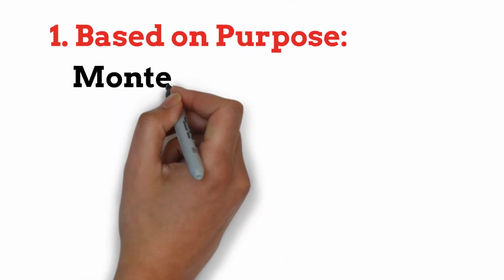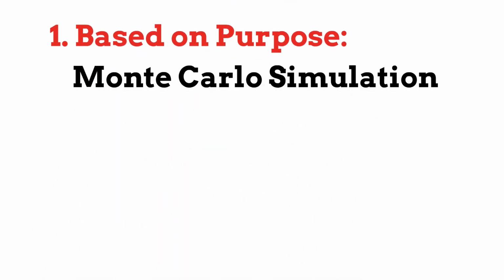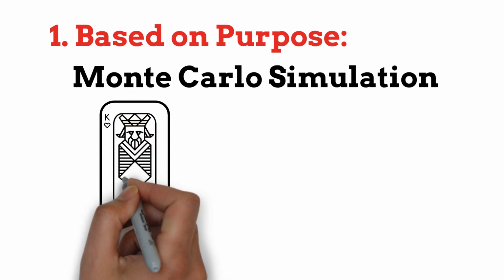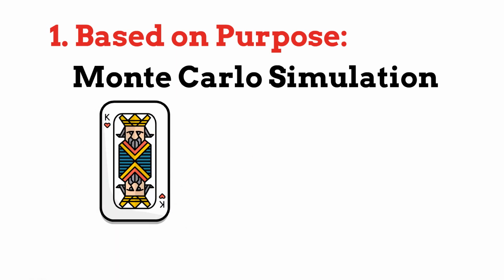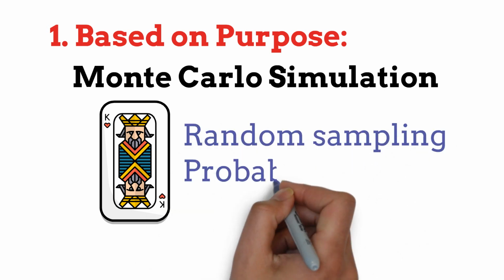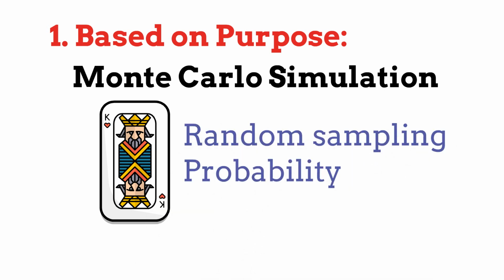First is the Monte Carlo simulation. Imagine you want to estimate the chance of winning a card game but can't calculate it directly. Instead, you repeatedly play the game with random card draws and keep track of your wins. The more games you play, the closer your estimate gets to the actual probability. Monte Carlo simulation estimates outcomes under such uncertainties. It uses random sampling and probability to model and analyze complex problems.